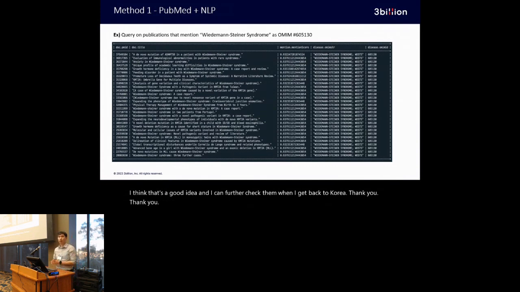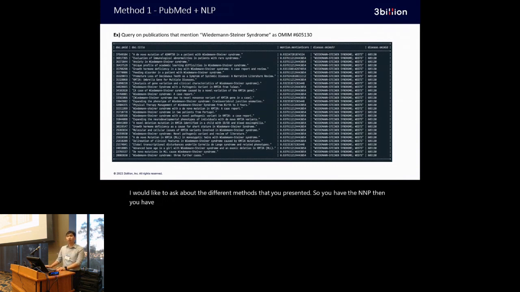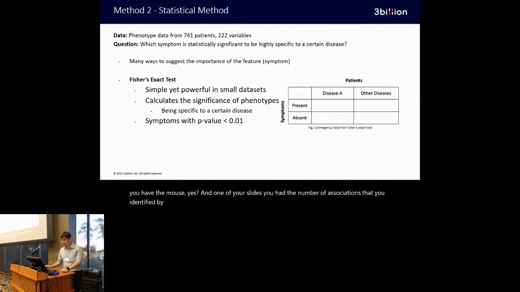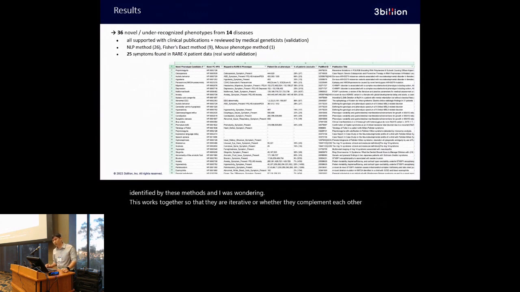Great talk, thank you. I would like to ask about the different methods that you presented. So you have the NLP, then you have the Fisher's test, and you have the mouse human. And on one of your slides, you had the number of associations that you identify by these methods, and I was wondering how this works together. So whether they are iterative or whether they complement each other.